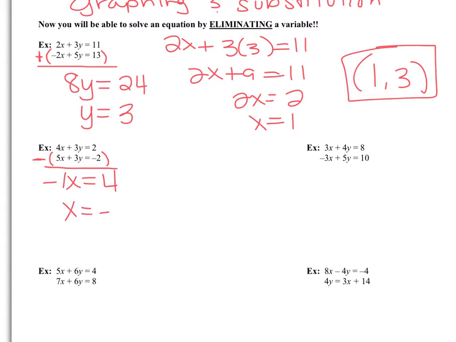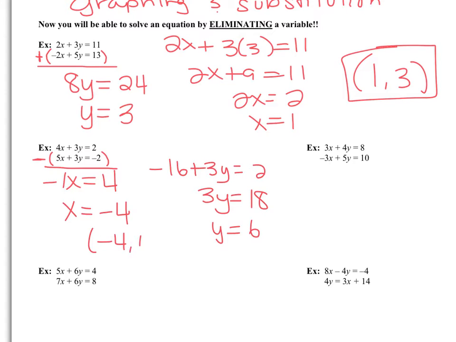So then x would equal negative 4, and then I could take that and plug that back into either equation. So if I plug it into the top equation, I would get negative 16 plus 3y equals 2. If you add 16 to both sides, you get 3y equals 18, y equals 6. Final answer, negative 4, 6.